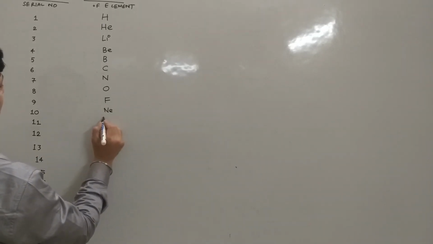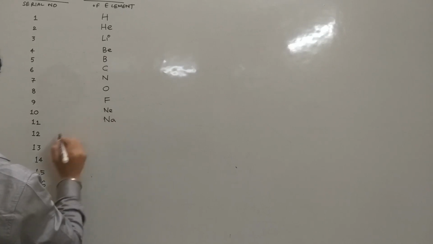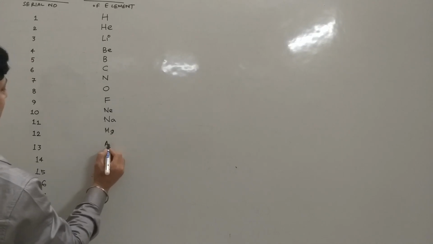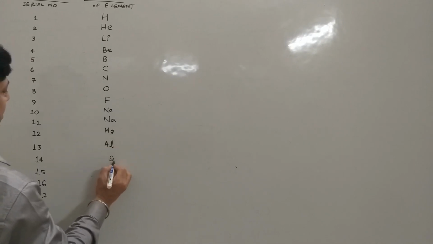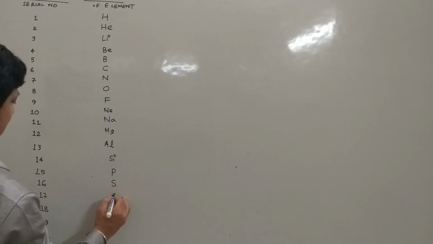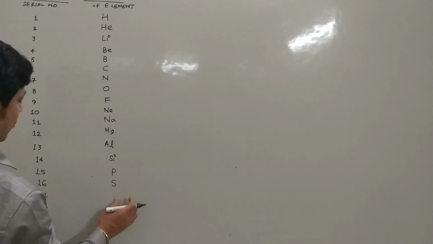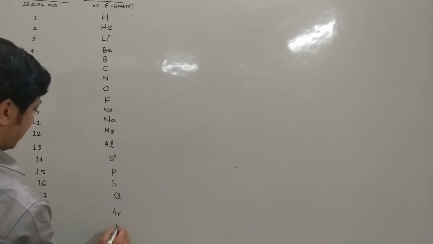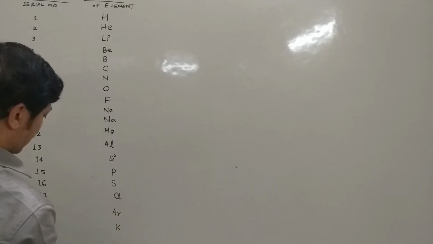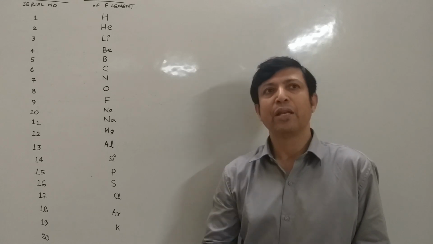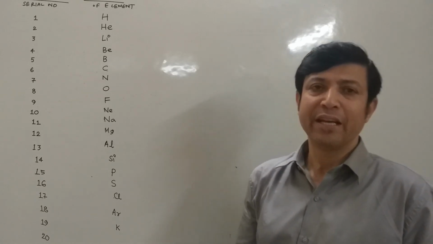Atomic number 11 is sodium. 12 is magnesium. 13th is aluminium. 14th silicon. 15th phosphorus. 16th sulfur. 17th is chlorine. 18th is argon. 19th is potassium and 20th is calcium. So friends, here I have written the symbols of the first 20 elements. Now you should help me write their names also.